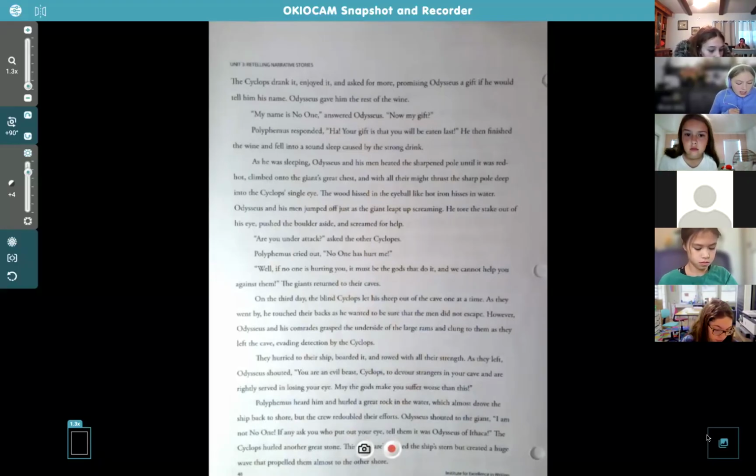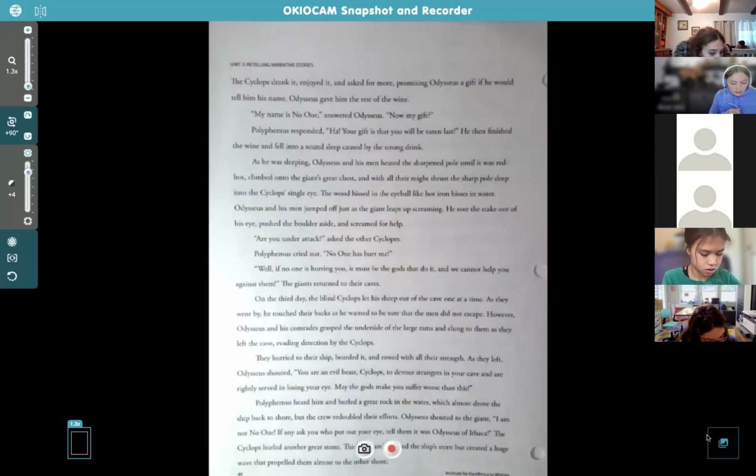"Are you under attack?" asked the other Cyclops. Polyphemus cried out, "No one has hurt me." "Well, if no one is hurting you, it must be the gods that do it, and we cannot help you against them." The giants returned to their caves. On the third day, the blind Cyclops let his sheep out of the cave one at a time. As they went by, he touched their backs, as he wanted to be sure that the men did not escape.